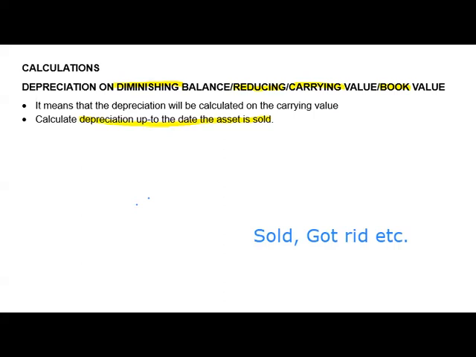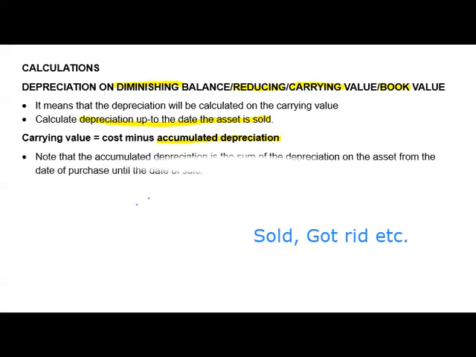Meaning that for as long as you've got the asset, what must you do? Depreciation. Until you sell it, until you get rid of it. Now, you're probably asking yourself, what is carrying value? Carrying value is cost minus accumulated depreciation. And probably there you're asking yourself, what is accumulated depreciation? Do you agree that you will depreciate your asset every year? That added depreciation of the asset, we call it the accumulated depreciation. So accumulated depreciation is the sum of depreciation of the asset from when you bought the asset.